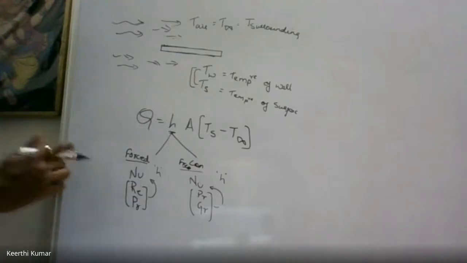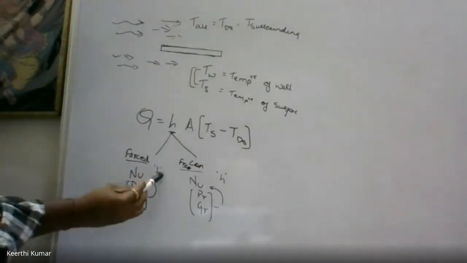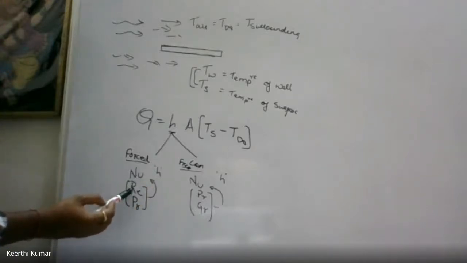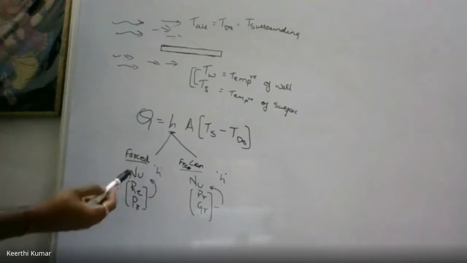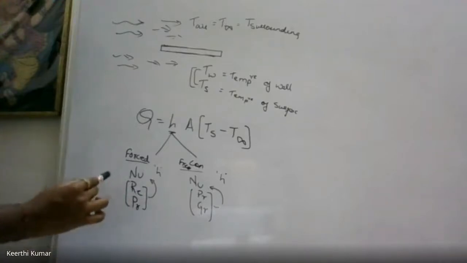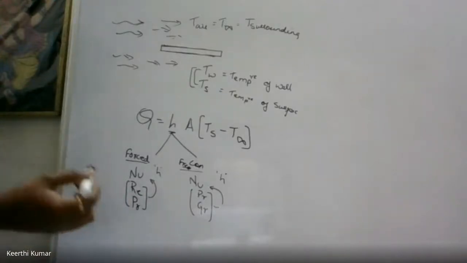Here you have to do the exercise only to find out h. To find h, first we should find Nu. To find Nu, first we should know Reynolds number and Prandtl number. Substitute and get the values. But for different configurations, the formula for Nu is different. Re is different, Prandtl number is different. That is the challenging part. You should know which configuration is given.